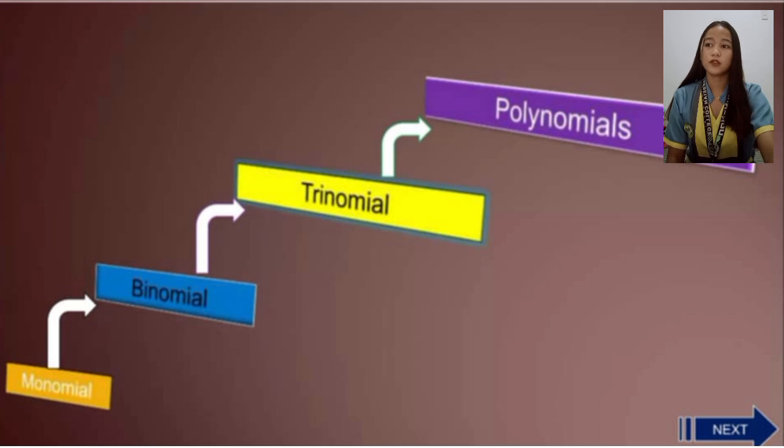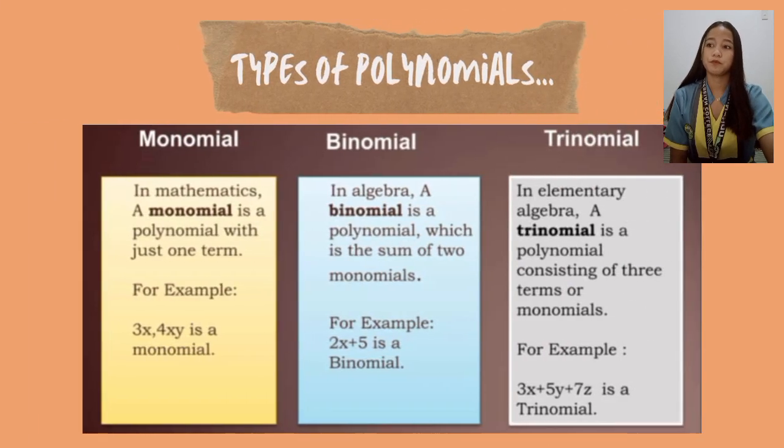And so in this slide, let's identify the monomial, binomial, trinomial, and polynomials. In mathematics, monomial, binomial, trinomial, and polynomials are all algebraic expressions. A monomial has a single term, a binomial has two terms, a trinomial has three terms, and a polynomial has one or more terms. And this is the types of polynomials: the monomial, binomial, and trinomial.